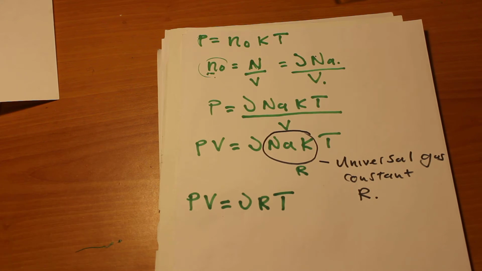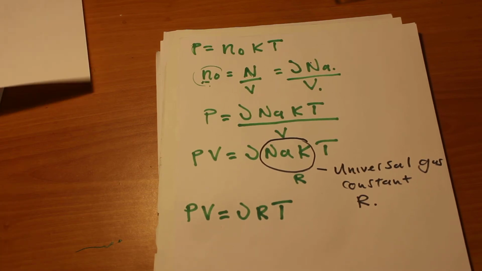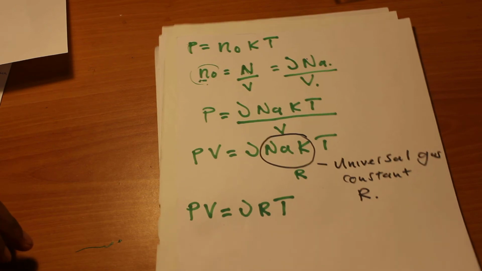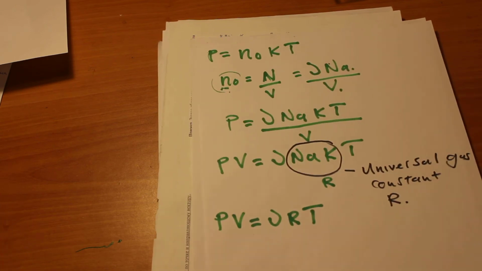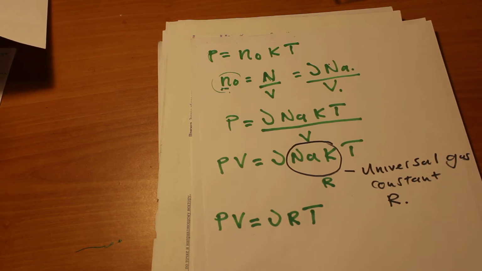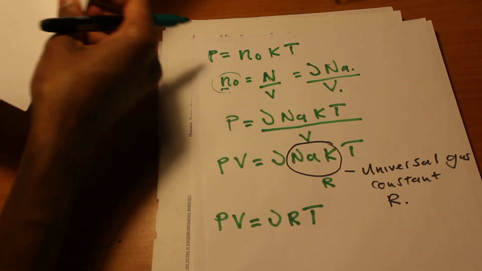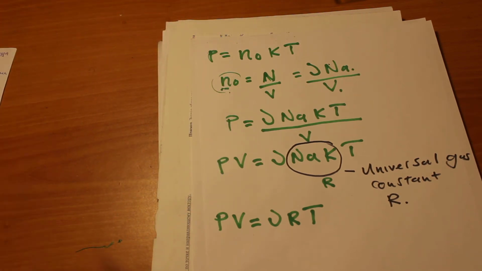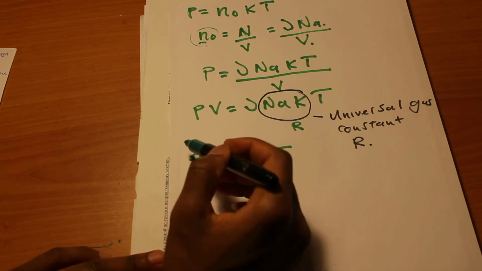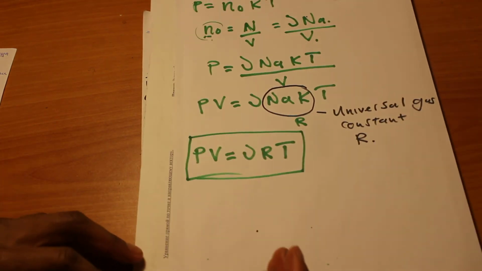From here, if you remember what our task today was, the task was for us to derive the ideal gas equation. And at the beginning, we wrote what the ideal gas equation is. We said the ideal gas equation is pressure multiplied by the volume is equal to the number of moles multiplied by the universal gas constant times the temperature. So basically here is our equation, our ideal gas equation.